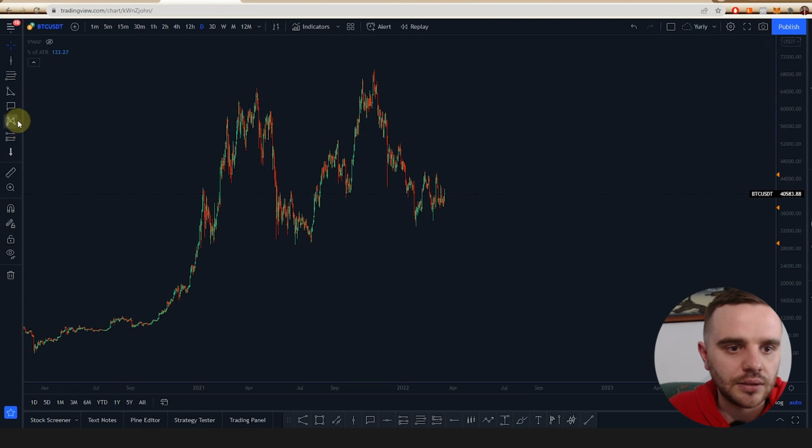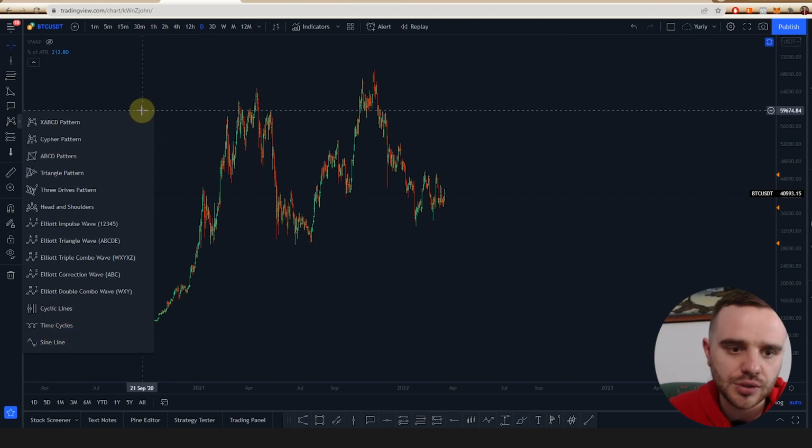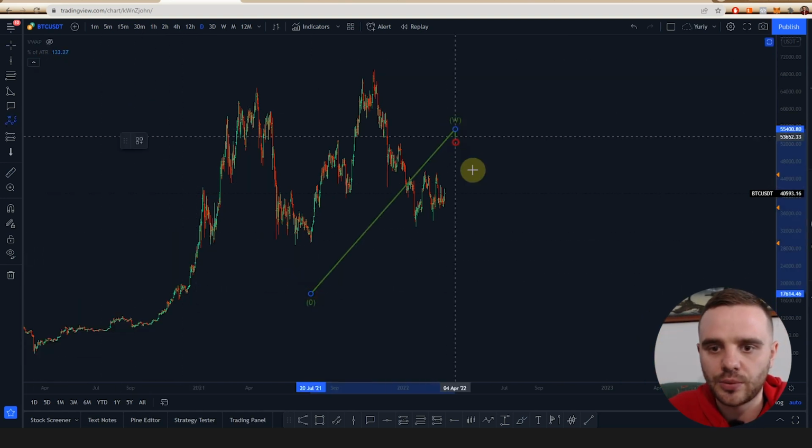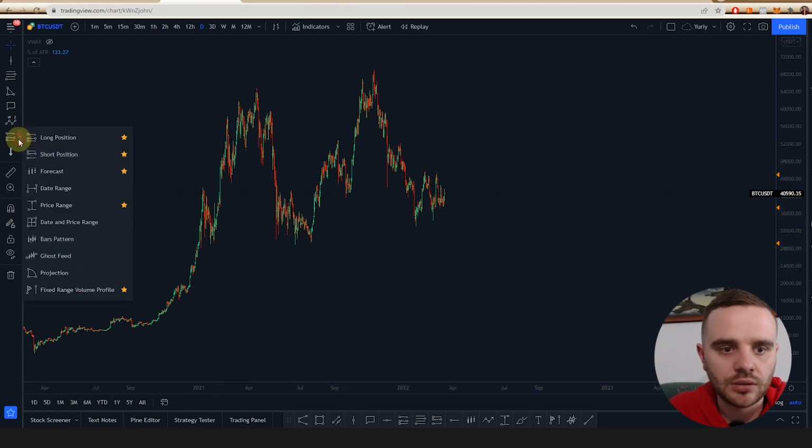The next one that is really important. This, friends, this one I never used. It is for those that do Elliott waves, something like this, but I personally didn't use it. What else is really important? It is this one, long position and short position.